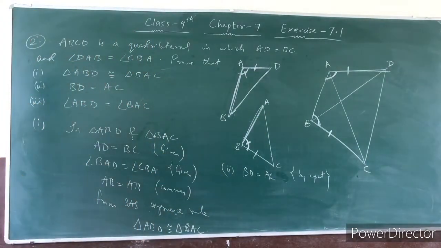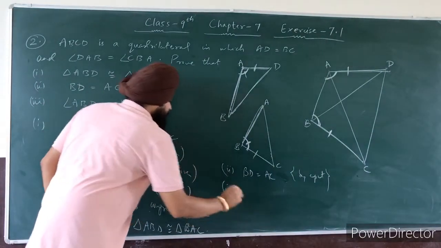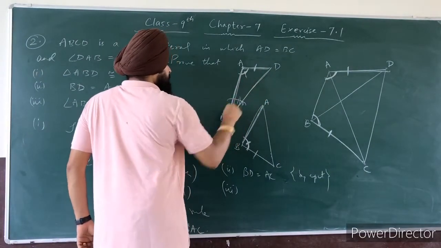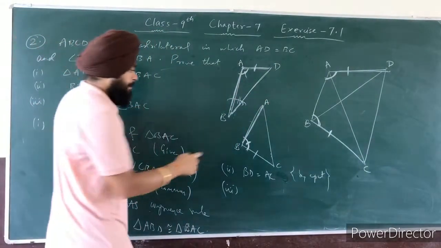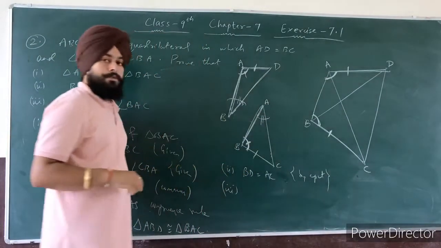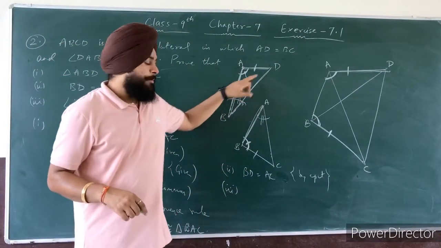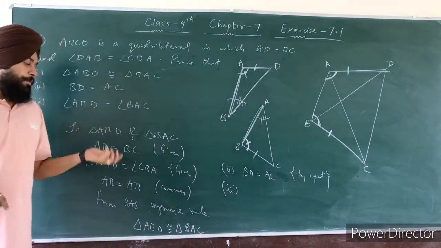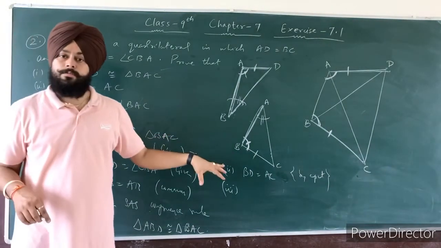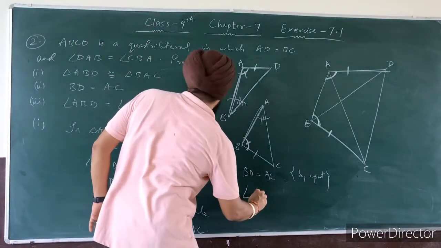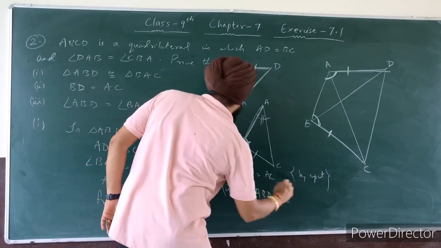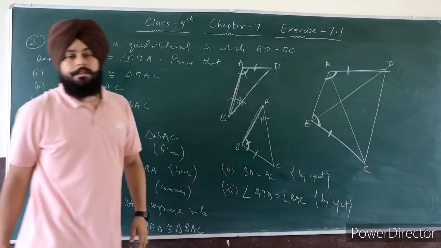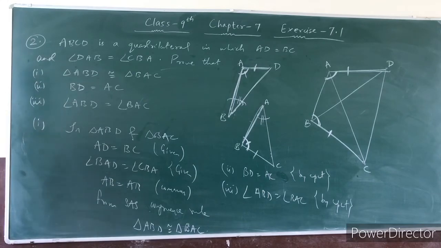Reason is by CPCT. And the third is this one. Third is angle ABD, this angle, and here BAC. This angle. So angle ABD is a part of triangle ABD, and angle BAC is a part of triangle ABC. It is also equal because we have already proved the triangles congruent. Okay? So you can write here angle ABD is equal to angle BAC. So the reason is by CPCT. So this is your question number 2 of exercise 7.1.